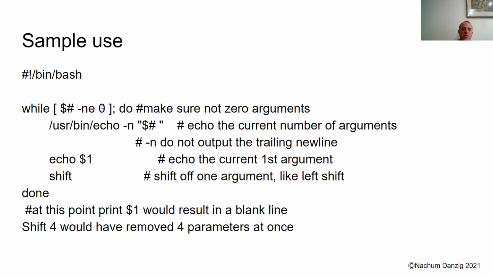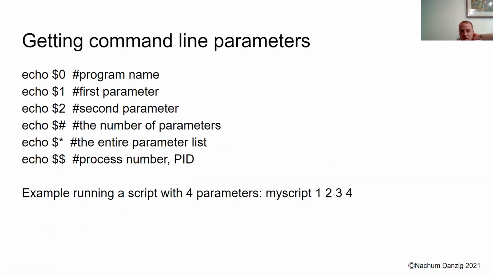But 3 is also not equal to 0, so it's going to print $#, and then it's going to print the first argument. It's going to print 2, because 2 is now the first argument because I pushed off 1. Assuming I ran the program like this, 1, 2, 3, 4. So I pushed off 1, and now 2 is the first argument, and there are 3 arguments, 2, 3, and 4.